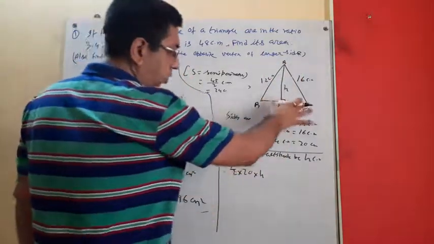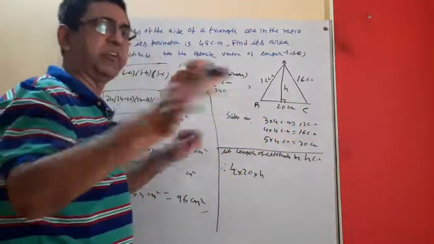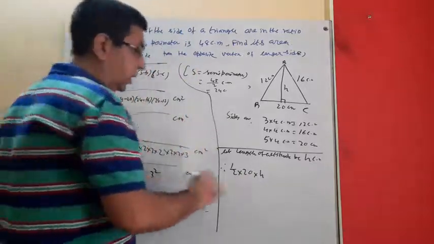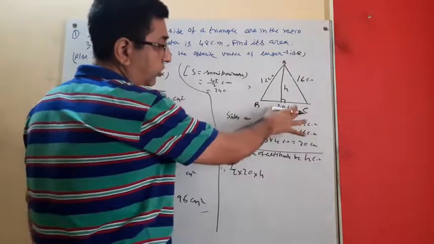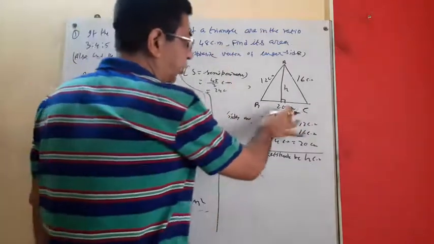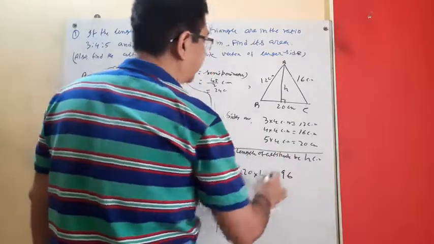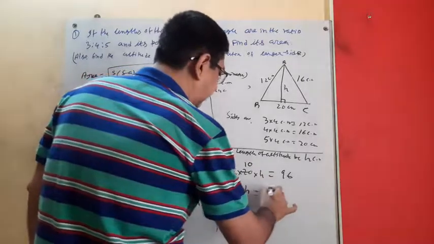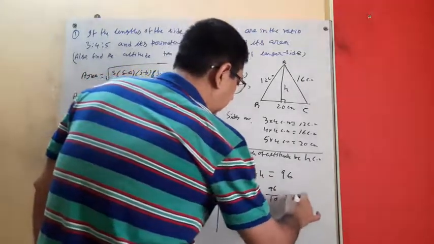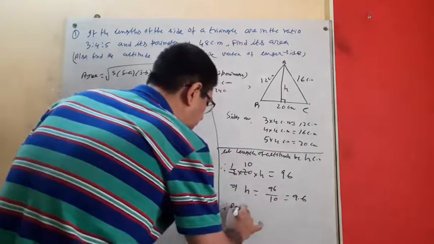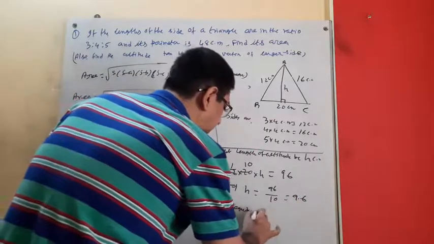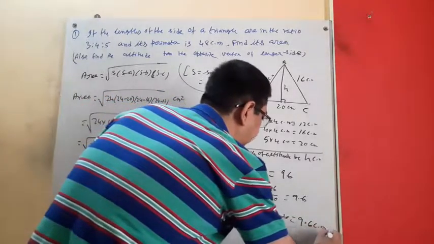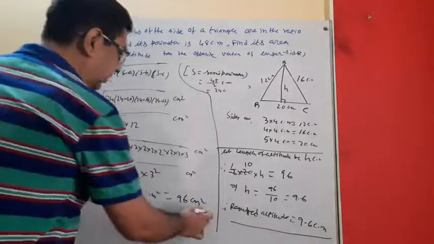So this is 90 degrees. So half into base into height is also the area of any triangle. Here the base is given, because we have to consider it the base according to the question. Half into 20 into height equals the area, which is 96. So h equals 96 by 10, that is 9.6. So the required altitude is 9.6 centimeter. This is the answer, and the other answer is the area.